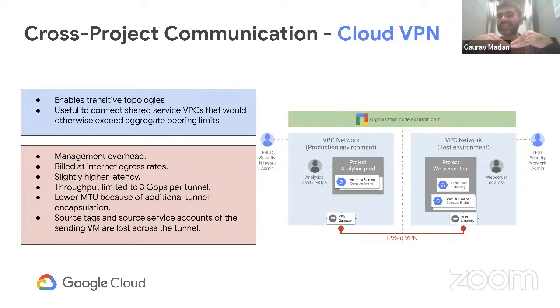The throughput limitation still remains 3 Gbps, but the traffic is still on the premium backbone of Google. It is not going out on an open network. It is not going out on the open internet. It is still on the Google backbone.